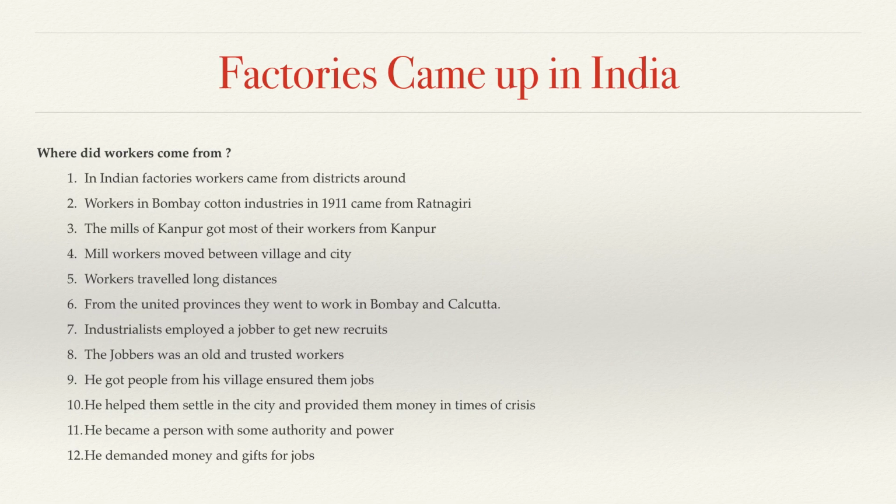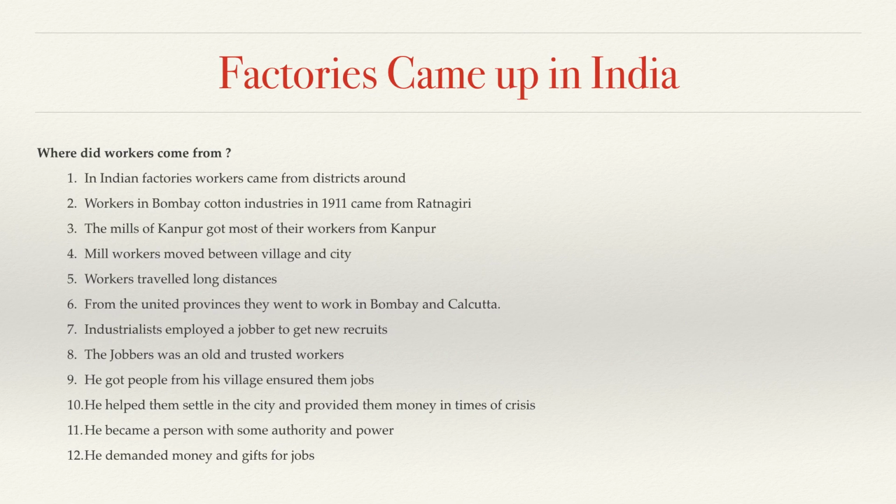Now we see where did workers come from when the factories came up in India? Where did workers come from? In Indian factories, workers came from districts around. Workers in Bombay cotton industries in 1911 came from Ratnagiri. The mills of Kanpur got most of their workers from Kanpur region and rural area.